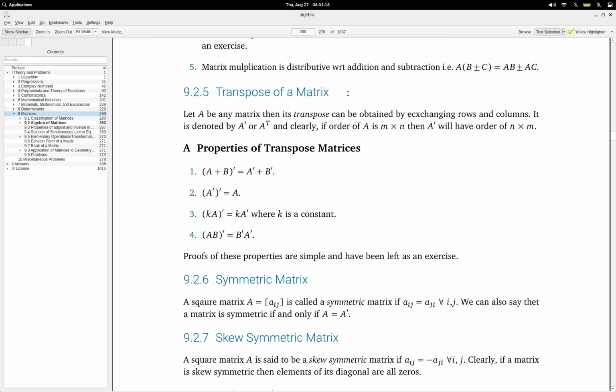Now we have the transpose of a matrix. Let A be any matrix, then its transpose can be obtained by exchanging rows and columns.